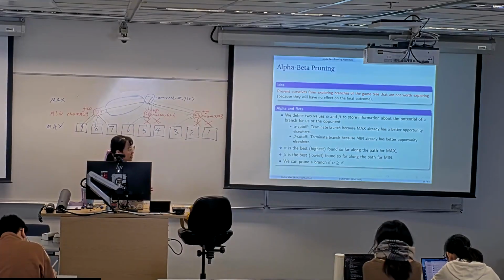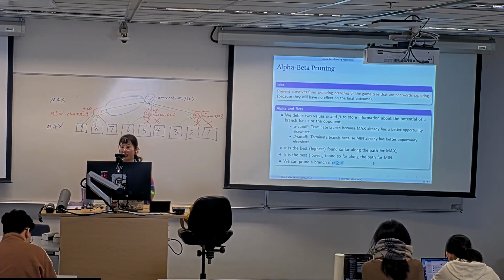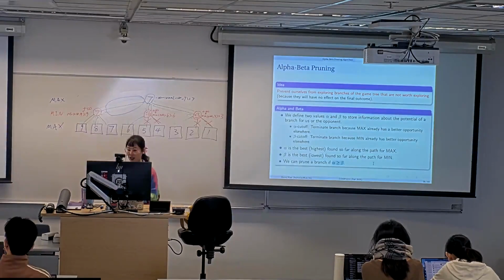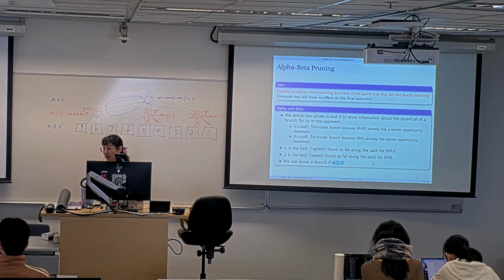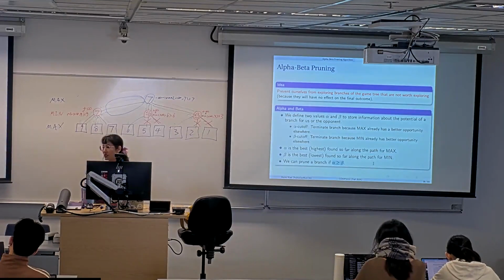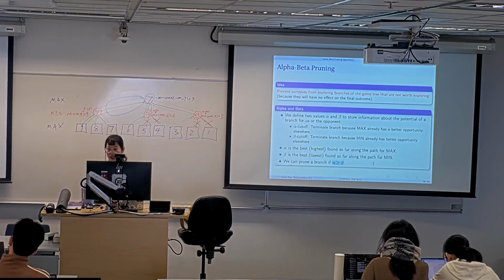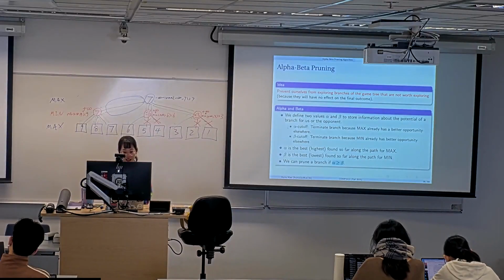And whenever we find this condition is satisfied, alpha is larger than or equal to beta, then we can prune the branch. Alpha larger than or equal to beta, what does it mean? That means the highest value found so far for the max player is already larger than or equal to the lowest value found so far for the min player.